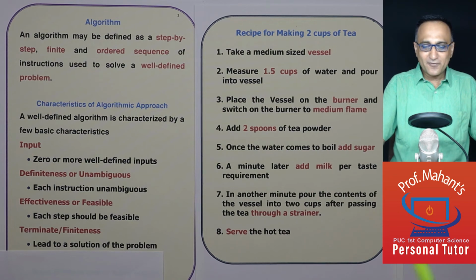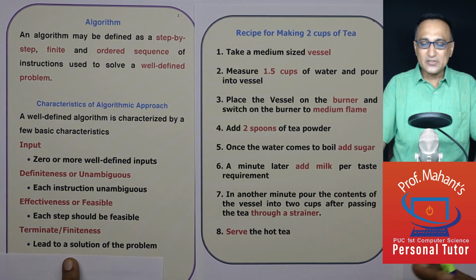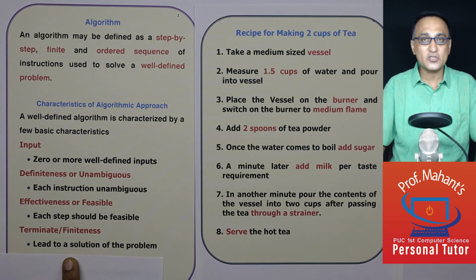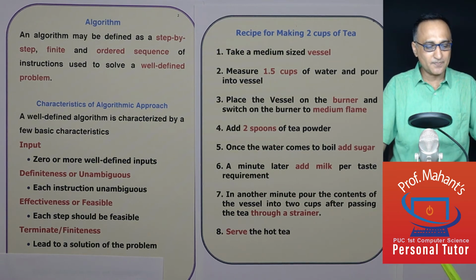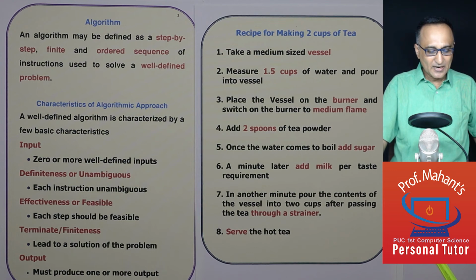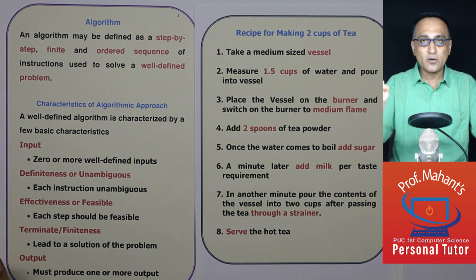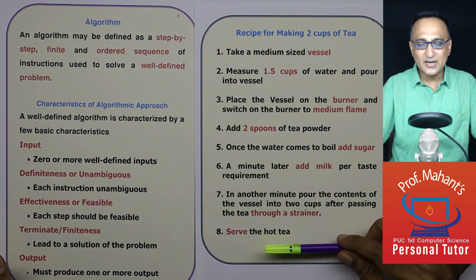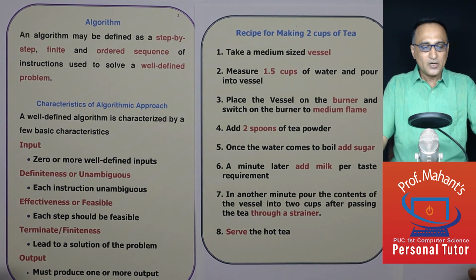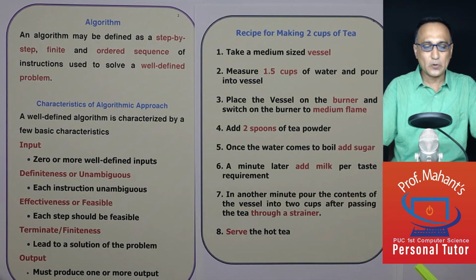Then, after following the steps, it should lead to the solution of a problem. It cannot be a problem in which no solution exists. That is not an algorithm. And finally, an algorithm must produce one or more outputs. What is the output we're getting? We're getting tea here. So this algorithmic approach has these following 5 characteristics in order to solve a problem.